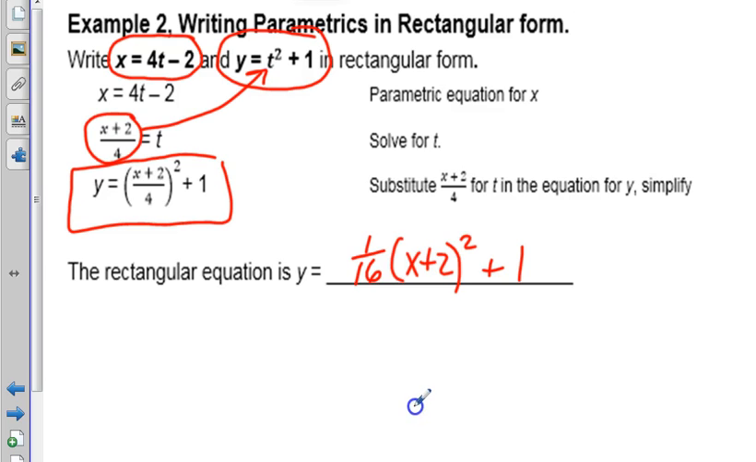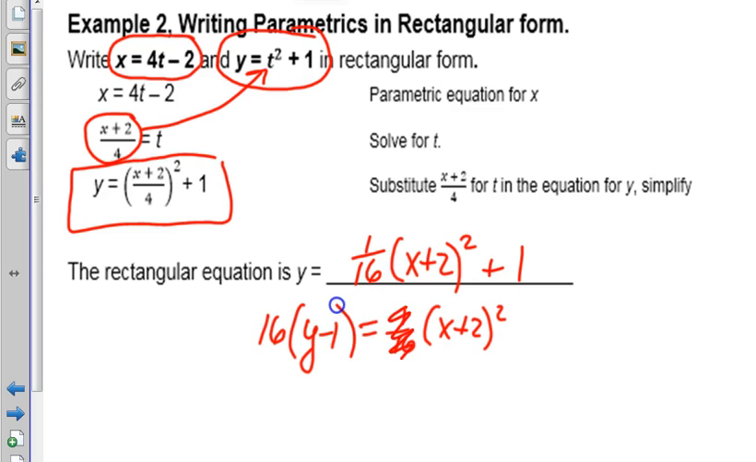Yeah, but it says an equation in rectangular form, which means it's going to have x's and y's in it, okay? Now, if we wanted it in the form we were doing last week, you would subtract the 1 over here. And then you could divide or multiply by 16 over to this side. Does that look like the form we had last week where we had 4p, y minus k, and x minus h squared? But this one is fine.